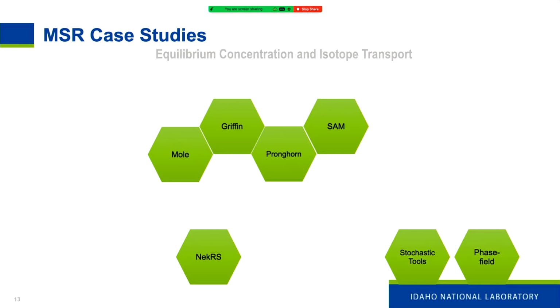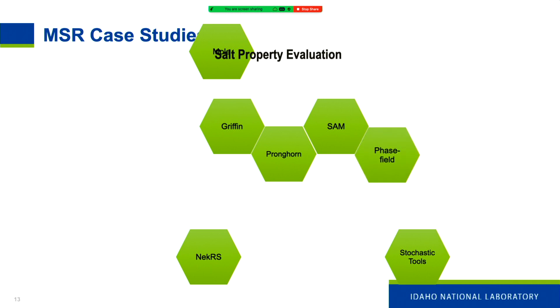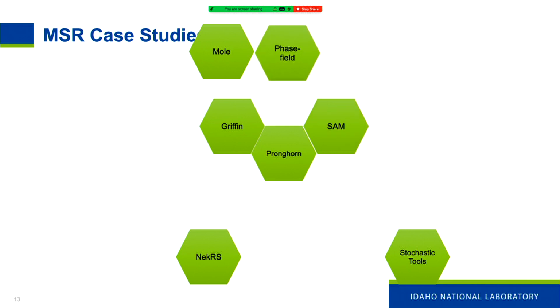But if we want to look at something different, like isotope transport or equilibrium concentration calculations, we can bring in another Moose-based code from Oak Ridge National Lab called MOLE, which does that. Again, we're getting some transfer issues here, but if we wanted to do salt property evaluation, we could bring in the phase field module of Moose and look at things like corrosion inside the reactor. Those are not supposed to be up there, all good.